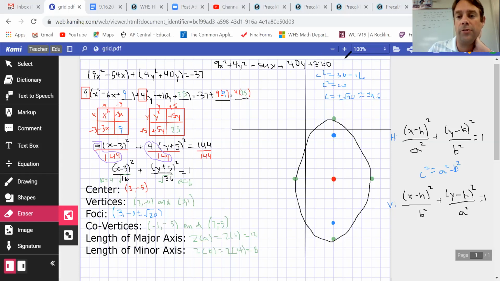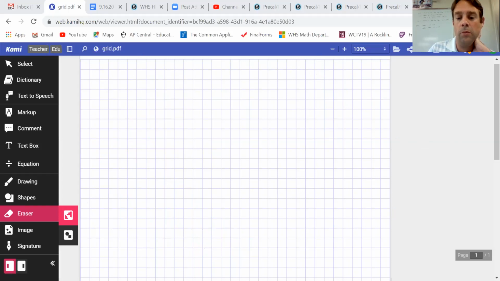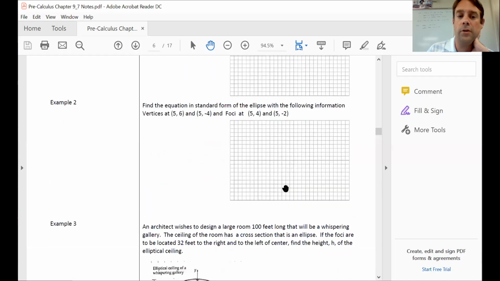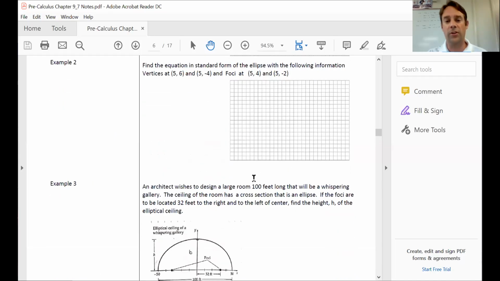So let's go ahead and clear out the drawings here a little bit. And we're going to go back to our notes here. All right. What if I ask you guys to come up with the actual equation for it? So let's go ahead and pause the video and see if you guys can actually determine the equation that would have this information.